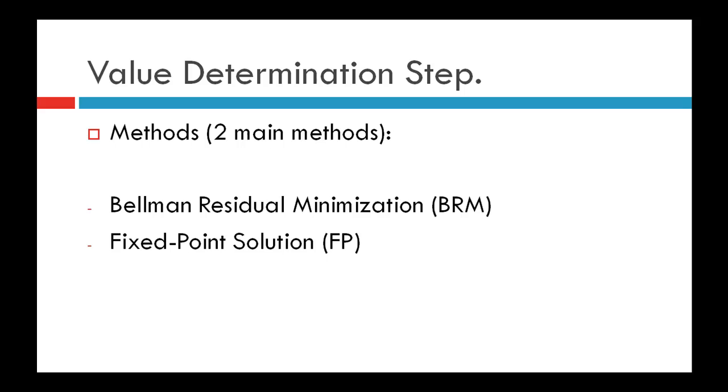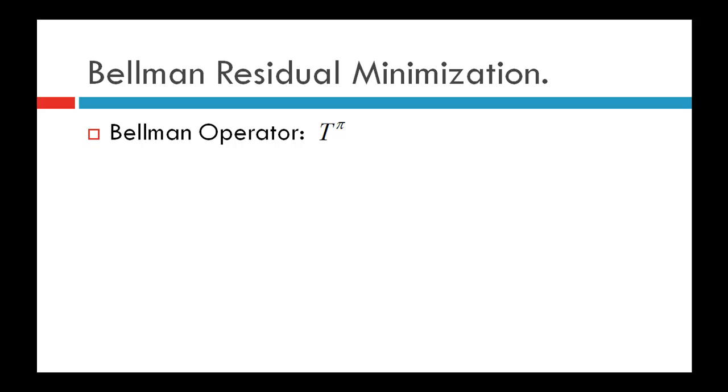As I have mentioned, the policy iteration algorithm has two steps: the first is the value determination step and the second is the policy improvement step. To solve the value determination step, we have two methods. There are more than two methods, but I am going to discuss just two because these are the main ones. The first one is Bellman Residual Minimization, also known as BRM, and the second one is the fixed point solution, known as FP. In the previous algorithm that we discussed, the LSPI, we discussed the fixed point solution. So now, the Bellman Residual Minimization.